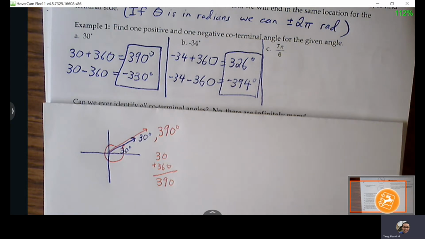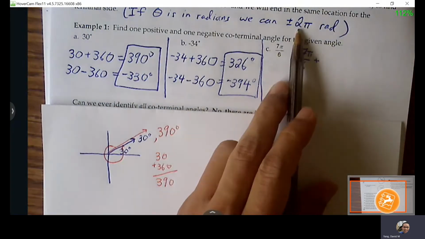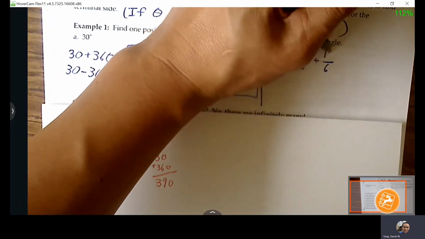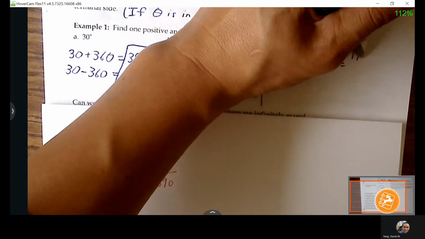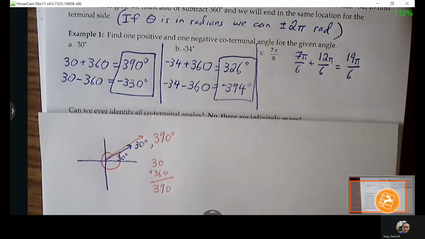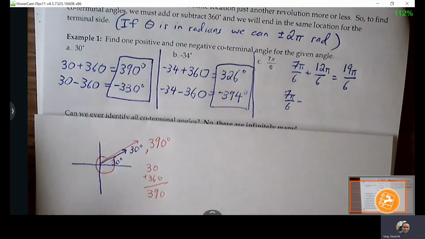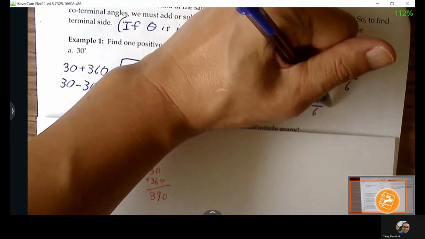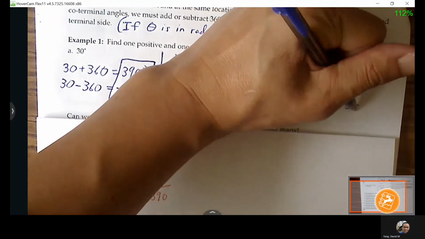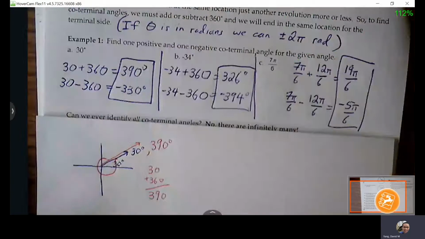Okay. So now moving on to an angle that's in terms of radians, we can add or subtract 2 pi. Without a calculator, I'm going to find a common denominator. So 7 over 6, if I want to create 2 with a denominator of 6, I can make the numerator 12. If I want to find a coterminal angle that is 2 pi away in the negative direction, I can subtract 2 pi. So I have a negative and a positive coterminal angle in terms of radians.